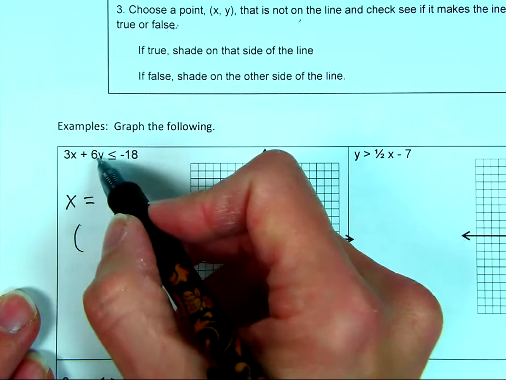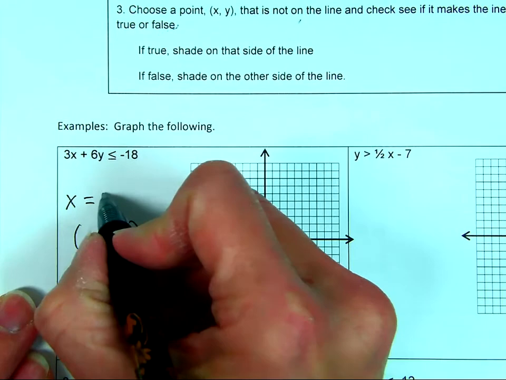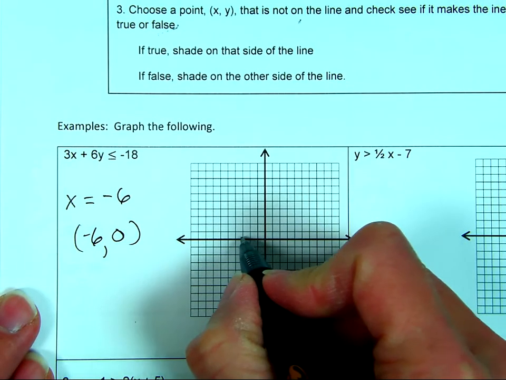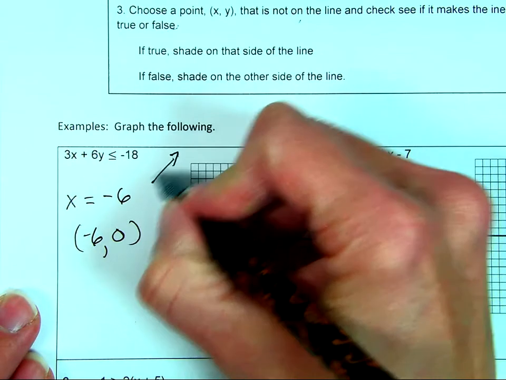So I put a 0 in there, which cancels that out. 6 times 0 is 0. So I get 3x equals negative 18, which means x equals negative 6. So this is my x-intercept. So 1, 2, 3, 4, 5, 6. Oh, guess what I forgot to do? It's a solid line. You're supposed to check that first.